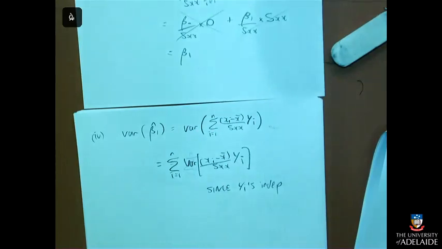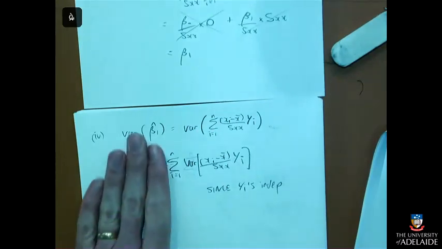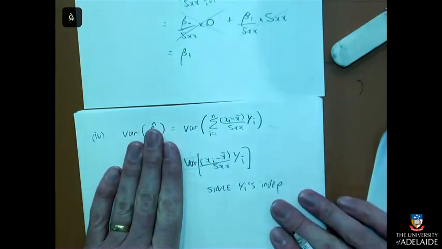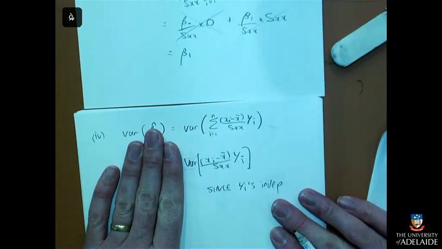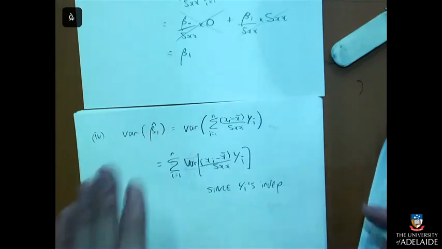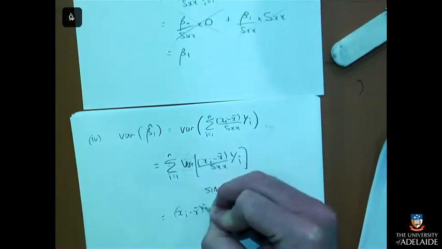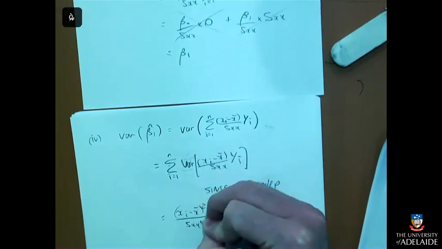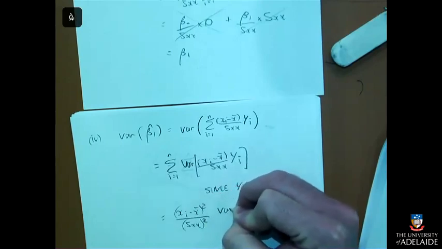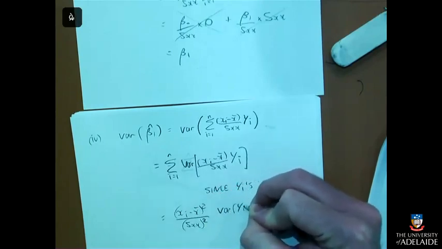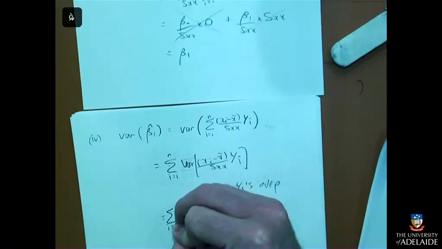Now, let's see. Variance of, I can ignore the sum for a minute now. The variance of a constant times a function, the constant can come out, but it gets squared, because the variance is a squared operation, and so I get... oh crap, there's still a sum sign.